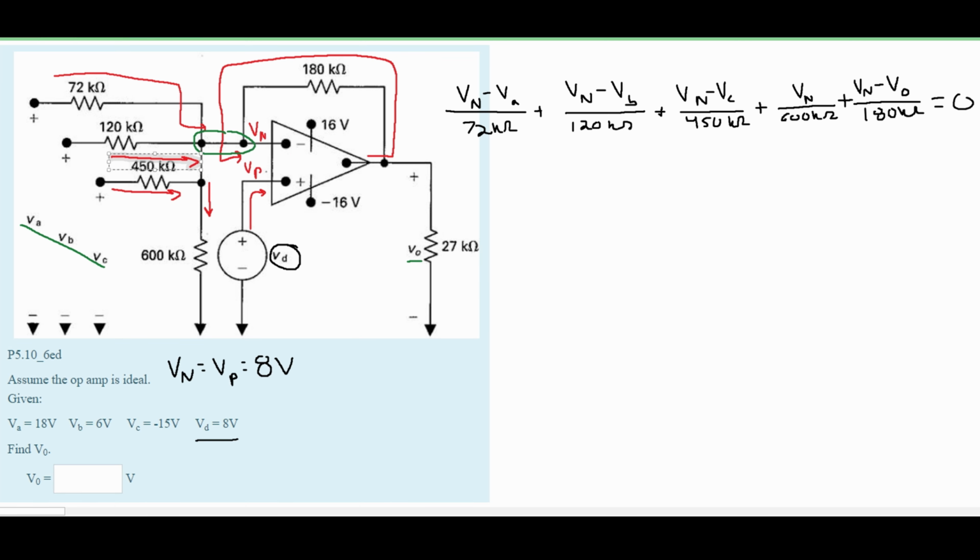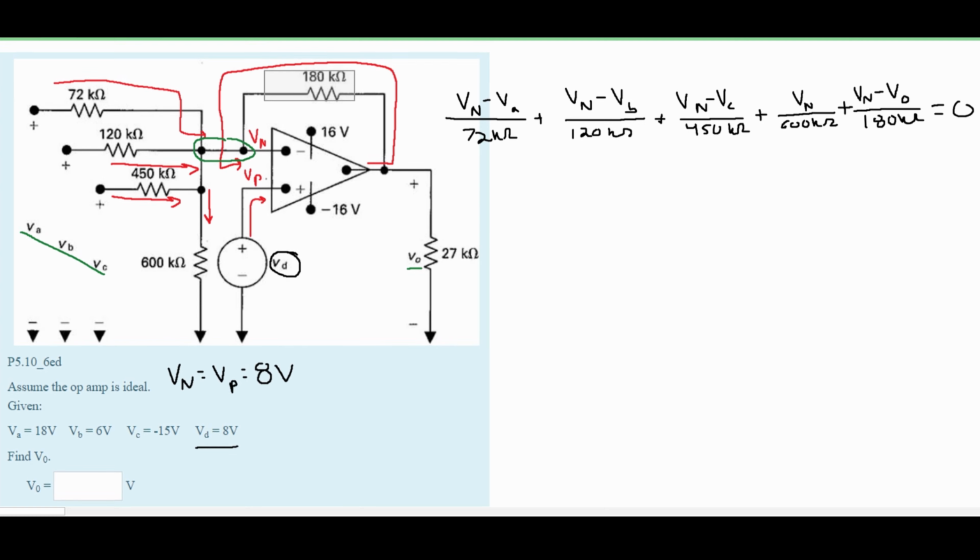Lastly, for our Vn, we don't have any voltage for this 600 kilo ohms, so it's just going to be Vn over 600 kilo ohms. I think I said kilovolts a lot. It should be kilo ohms. Kilovolts is not in this problem. And lastly, because of our negative feedback right here, we are going to have a Vn minus V0, and this is all happening over our 180 kilo ohm resistor.